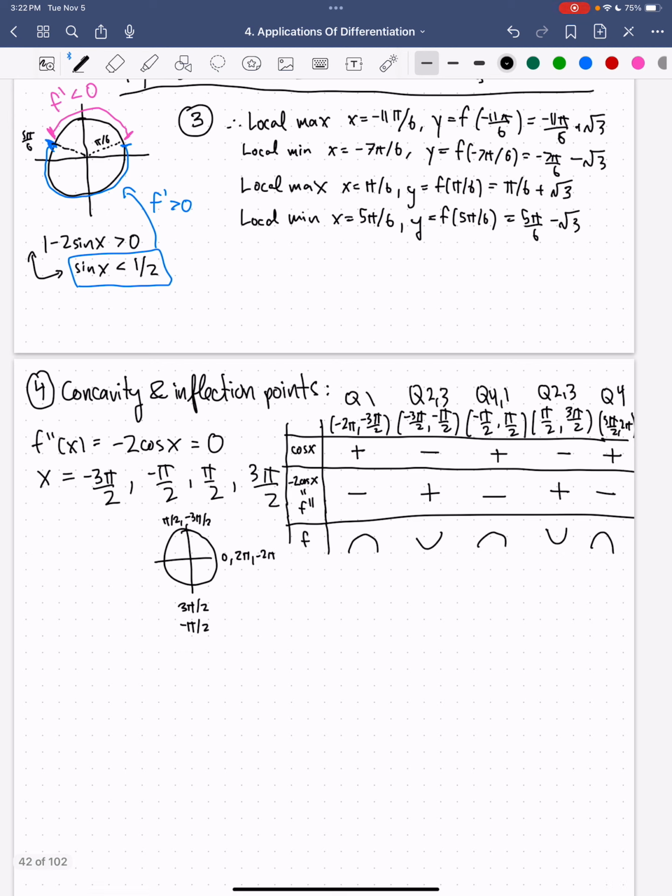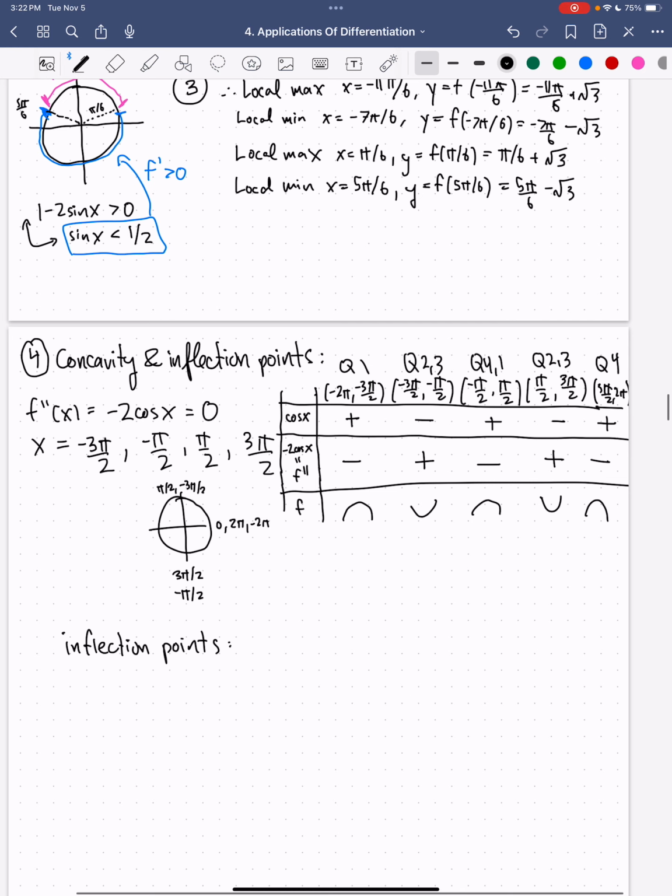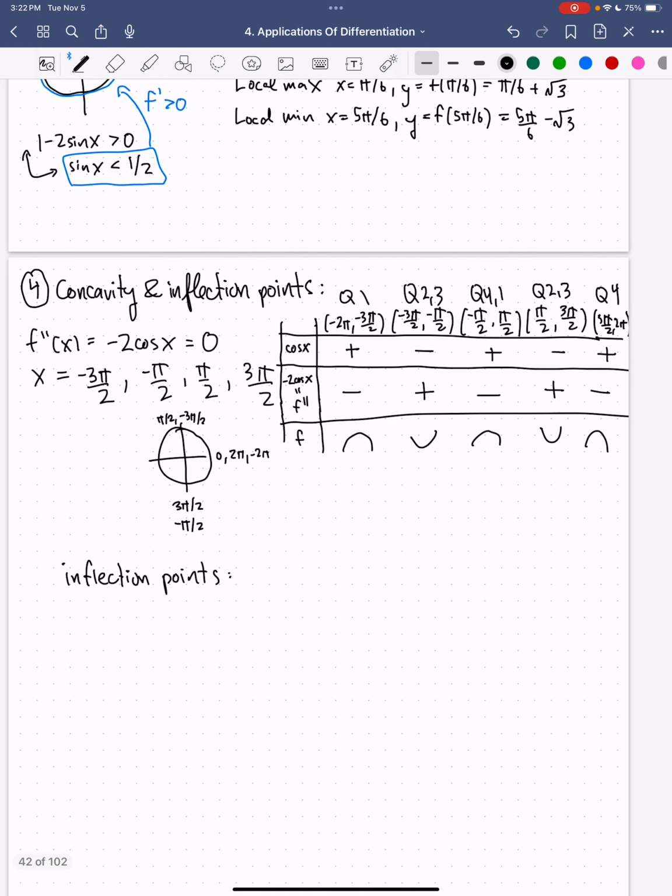And based on this, we can say that we have a bunch of inflection points as well. Because we change concavity at every new interval, so those numbers that we found above as solutions to where the second derivative is 0, those will all give us inflection points. Or points of inflection, same thing.